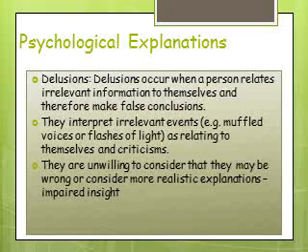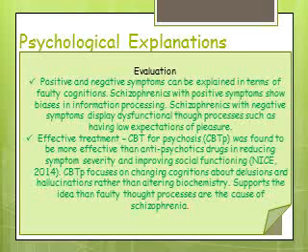Delusions happen when a person relates irrelevant information to themselves and therefore makes false conclusions. They interpret irrelevant events as relating to themselves and as criticisms, and they are unwilling to consider that they may be wrong or consider a more realistic explanation, so they have impaired insight. So the supporting evidence: schizophrenics with positive symptoms show biases in information processing, and schizophrenics with negative symptoms display dysfunctional thought processes such as low expectations of pleasure.